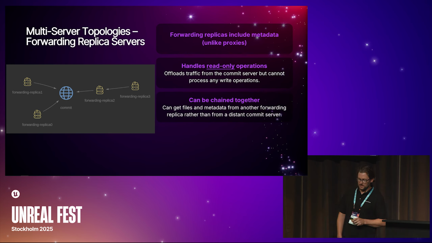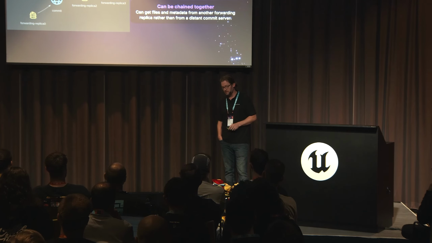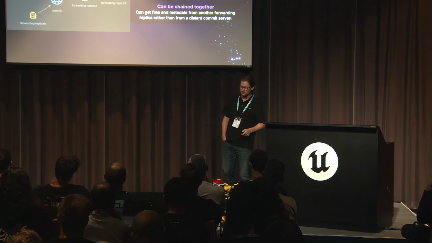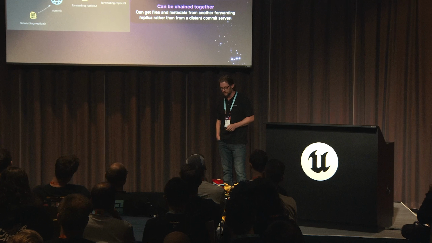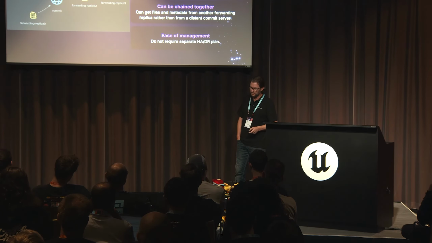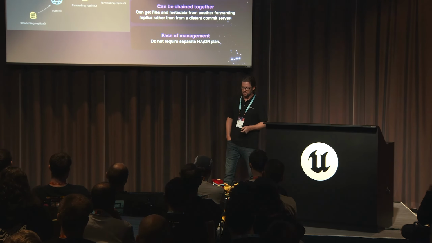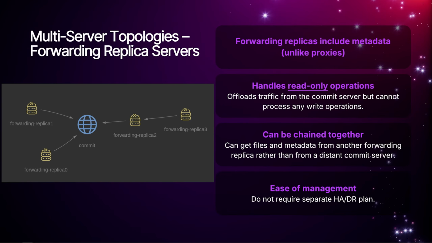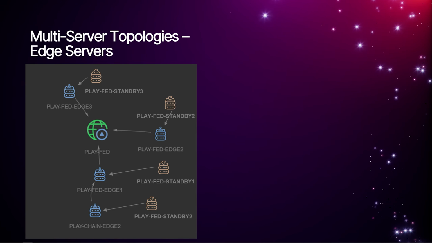You can chain them together. As shown in this picture, the forwarding replica 3 and 2 are chained together. The 3 is chained to 2, which is chained to the commit or the standard server. It is possible to do that if that is something that you find value in. And then again, ease of management. You don't need to have a separate DR strategy for each of these forwarding replicas because they are also ephemeral, just like a proxy server.